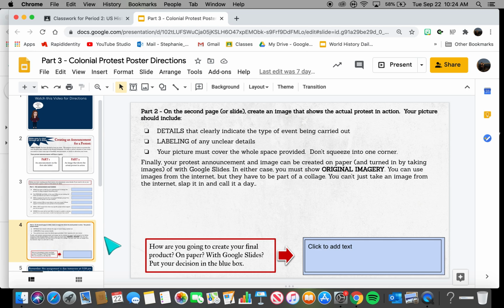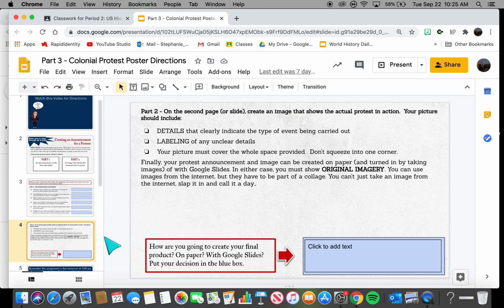You must show original imagery. So you can use images from the internet, but they have to be a part of a collage. If you don't know what a collage is, you might want to look that up, because you will get marked down if it's just random images. A collage looks very different than you just copying and pasting a picture into Google. The quiz for this assignment will actually have information about what that collage should look like. You can't just take an image from the internet and slap it on and call it a day.